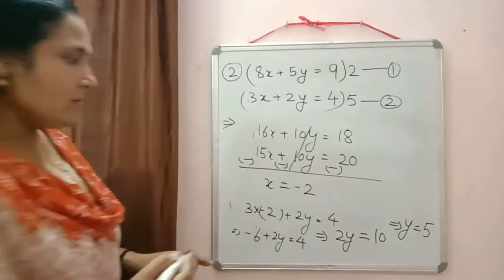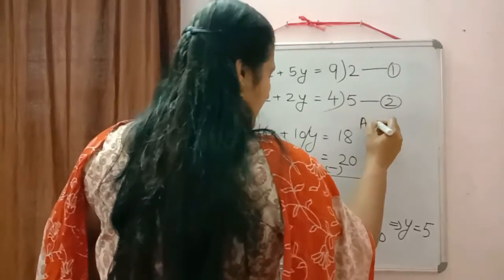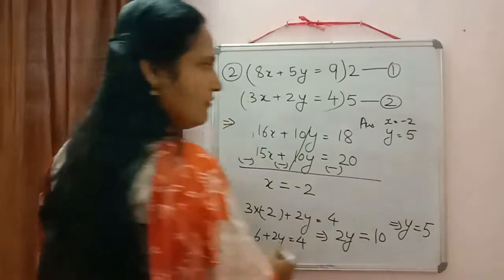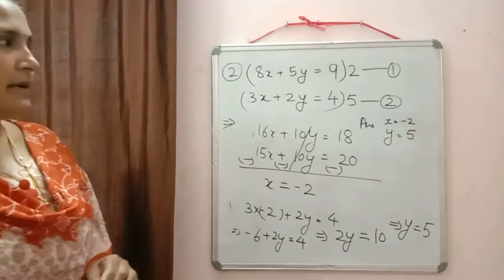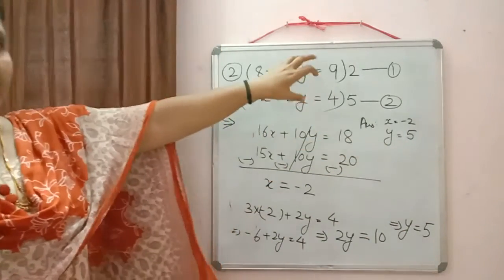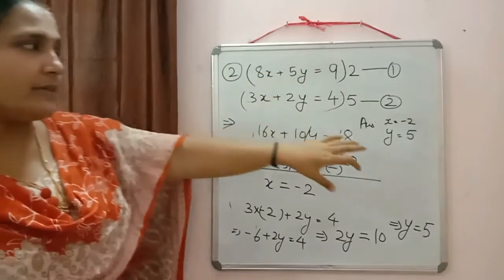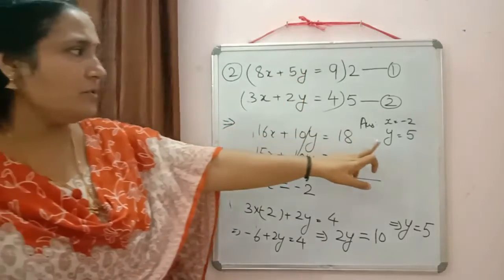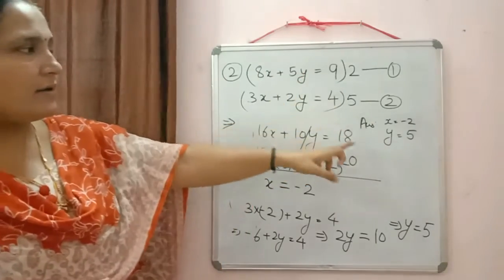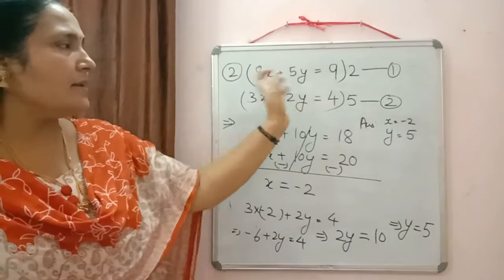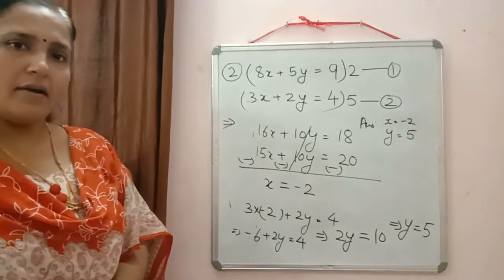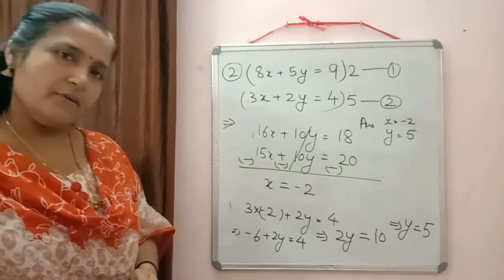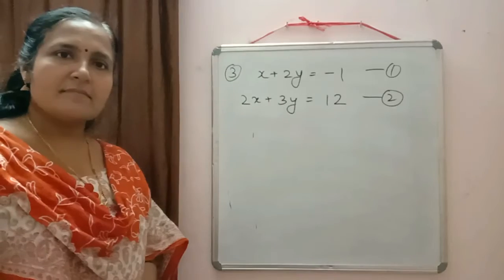So again write down the answer there. Answer x is equal to minus 2 and y is equal to 5. Always after finding the solution, just check there. In this way you can verify whether your answer is correct or not. In place of x substitute minus 2 and in place of y you can substitute 5 to check whether your solution is right or not. Now I think the method is getting clear to you. So moving on to the next question.